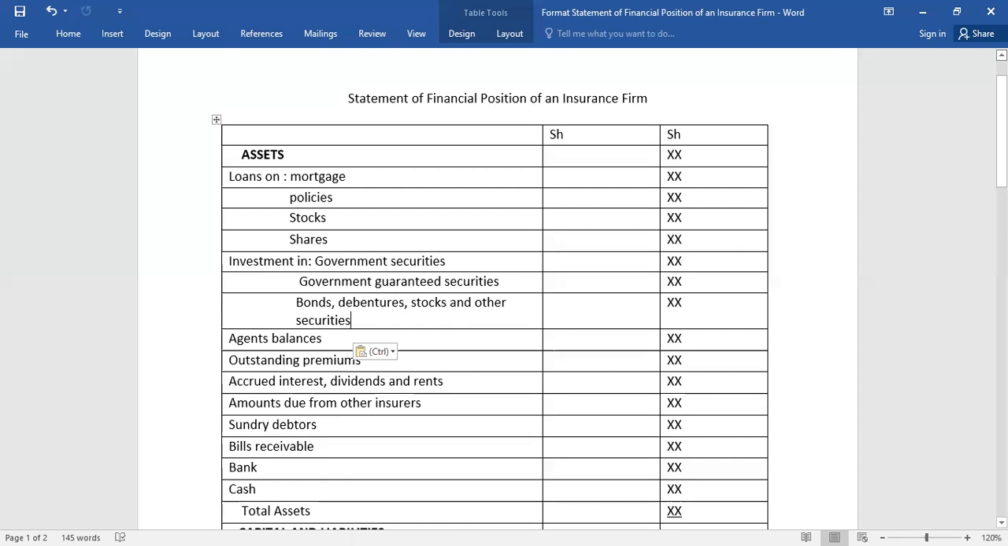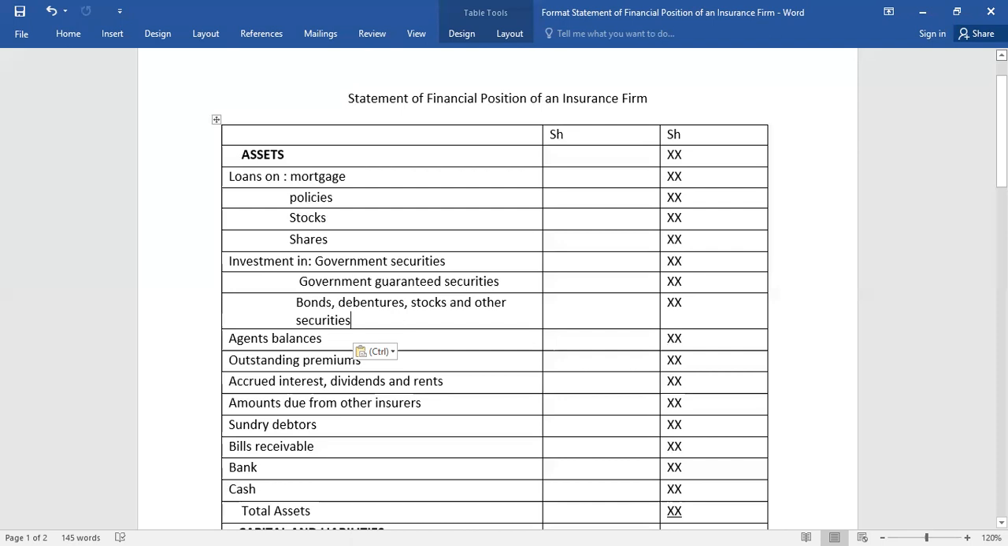And as I've said, customers are brought through brokers, whom we are calling agents. And these agents, we pay them commission. So whatever remains, of course, is an asset to the company. Then you have the accrued interest, dividends, and rents. Remember, the tenets of accounting are still remaining. So the accrued interest or accrued incomes, we are treating them as assets.